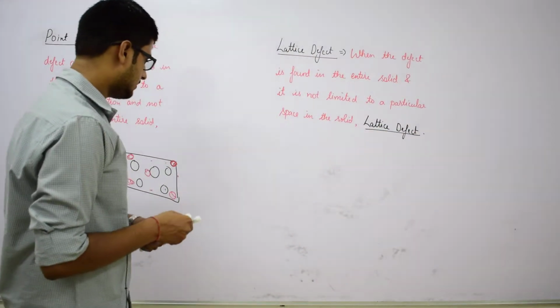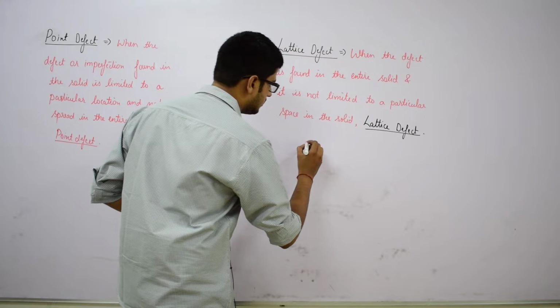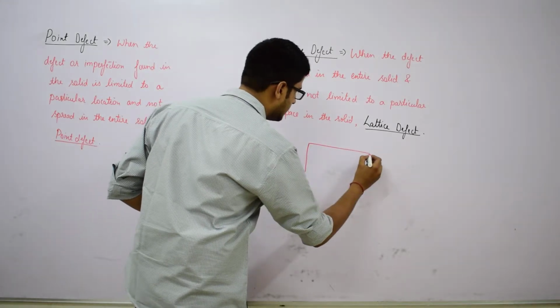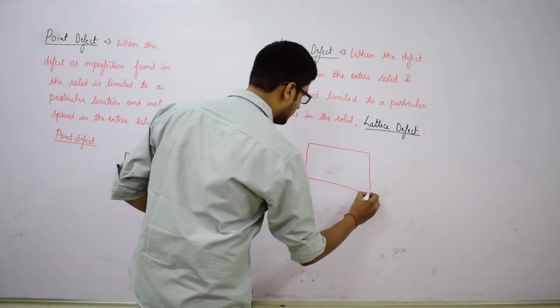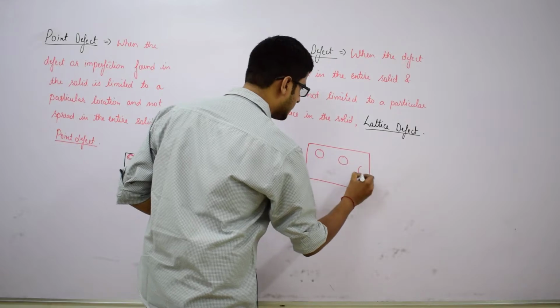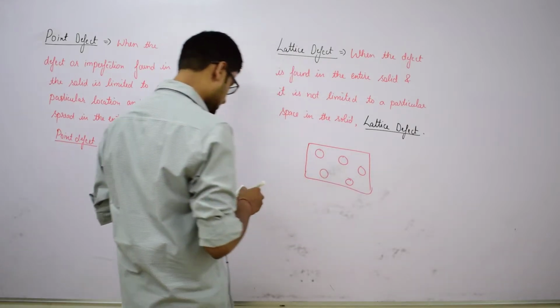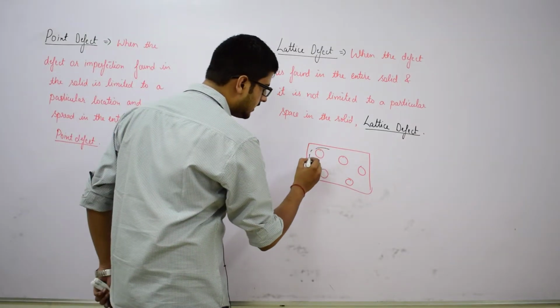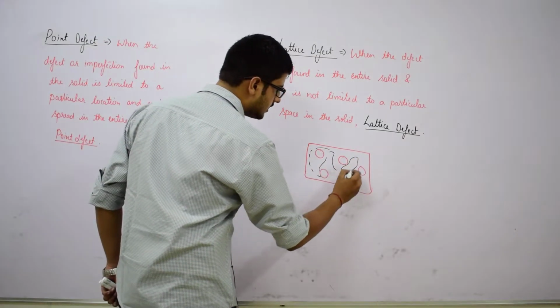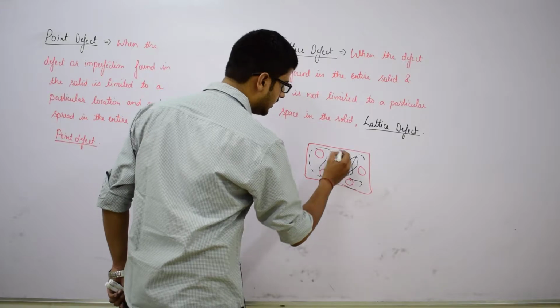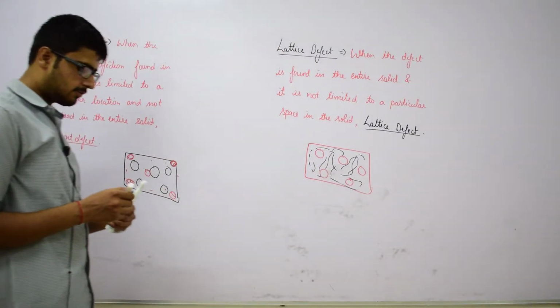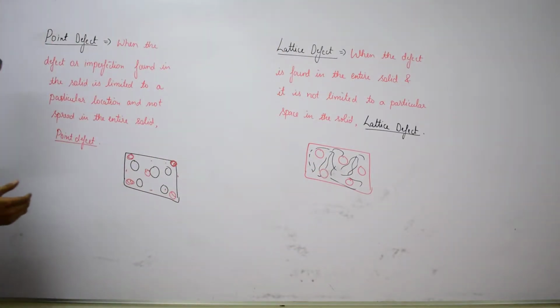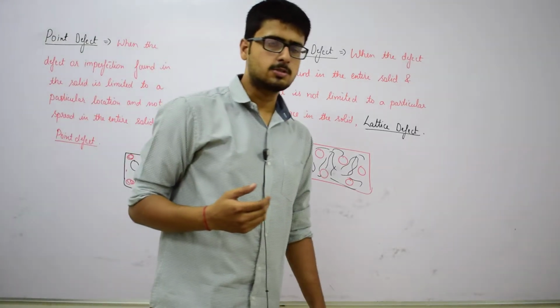Like if we take the example of a solid, let this be a solid and let these be the constituent particles which are found inside these solids. So, if the defect is found in the entire location everywhere inside the solid, if it is found in the entire solid, so this type of defect is called lattice defect or lattice imperfections.